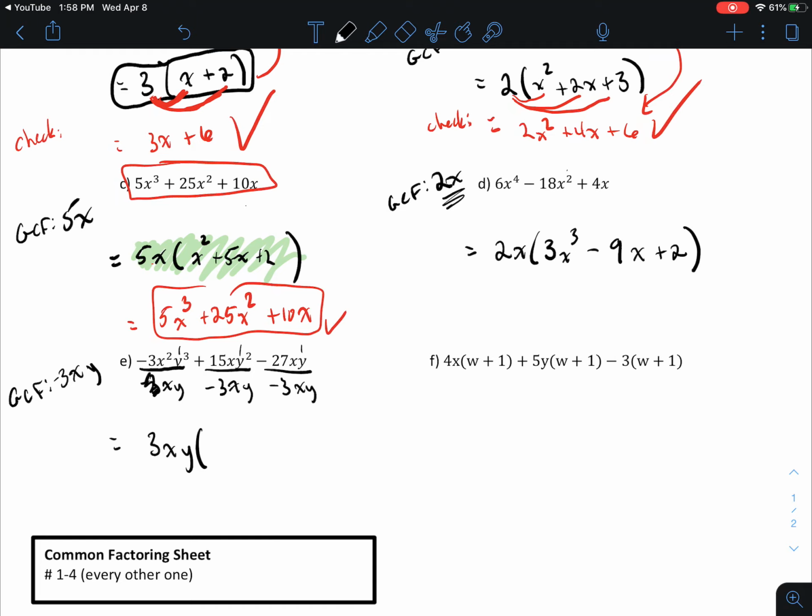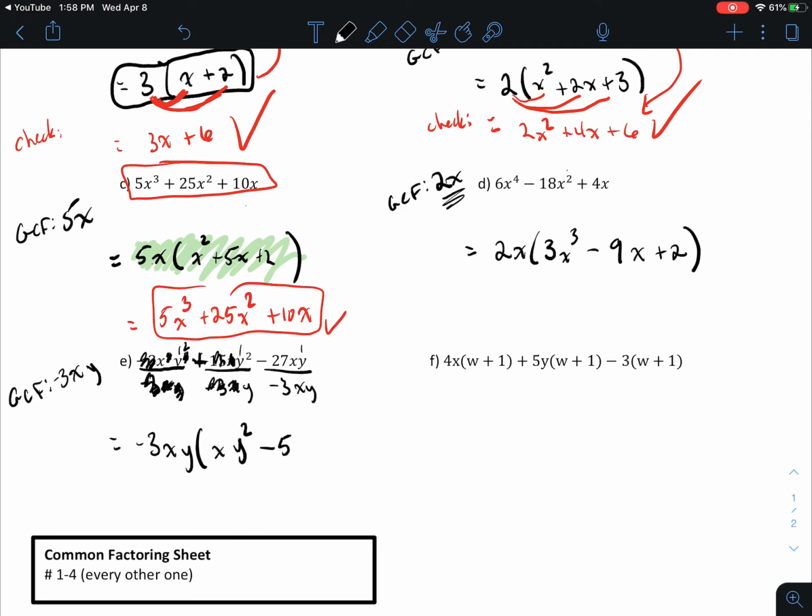So it's negative 3xy. What's left? Well, the negative 3 cancels with the negative 3. An x cancels with an x. And a y cancels with a y. So what's left is I'm left with an x, y squared in the first one. Now the next one, positive 15 divided by negative 3, that's going to be negative 5. So that takes care of that.